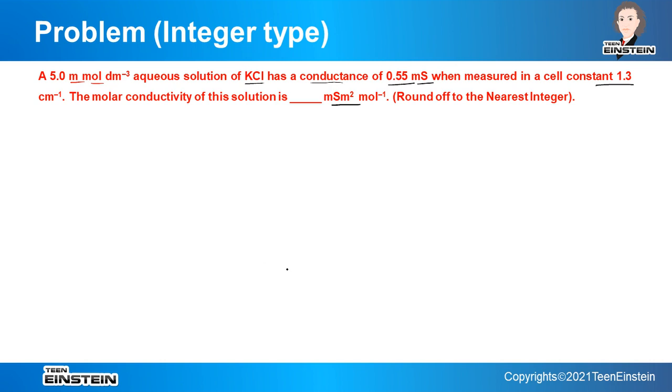First of all, the concentration given is 5 millimole per decimeter cube. Finally the unit should be millisiemens meter square per mole. So first we will convert it to mole. For that we multiply with 10 to the power minus 3, because we are moving from millimole to mole. And from decimeter we first move to centimeter, then from centimeter to meter. As it is per decimeter, when it is per centimeter it will be lesser. So this is the number of moles.